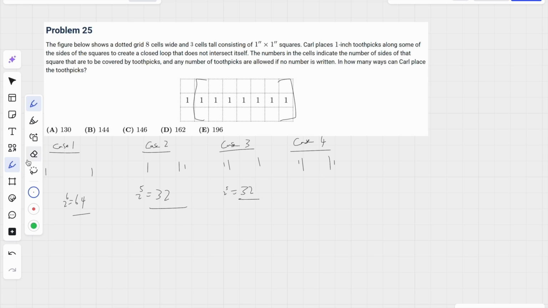Now case 4, where both of them aren't on the ends. Here we have 4 options, so 2 to the 4 equals 16.